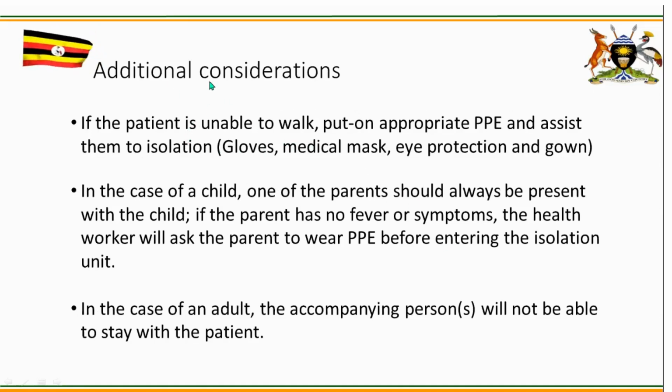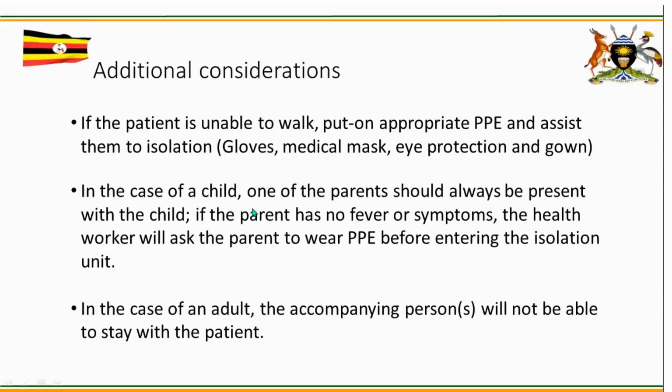Additional consideration during screening: if a patient is unable to walk, put on appropriate PPE and assist the patient to isolate them. This is very important. Sometimes the patient comes in and cannot talk, they even collapse there, they're unconscious. That happened in Mulago. So in that case, you do a risk assessment, get appropriate PPE, and then help the patient as you signal KCCA.